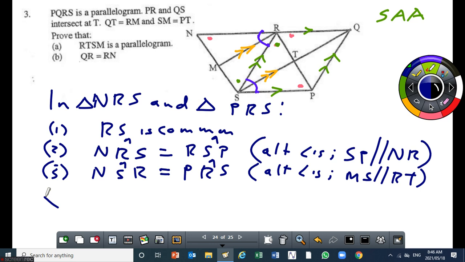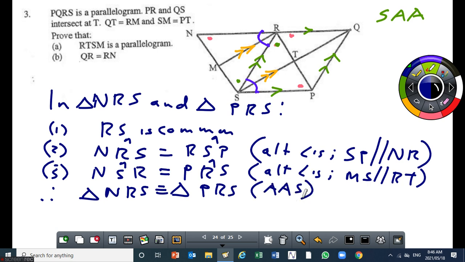Now, I just want to emphasize that, as I said earlier, the answer in part A is very important because you need that to do part B. Then from here, I can now safely say, therefore, triangle NRS is congruent to triangle PRS. And my reason will be double AS.